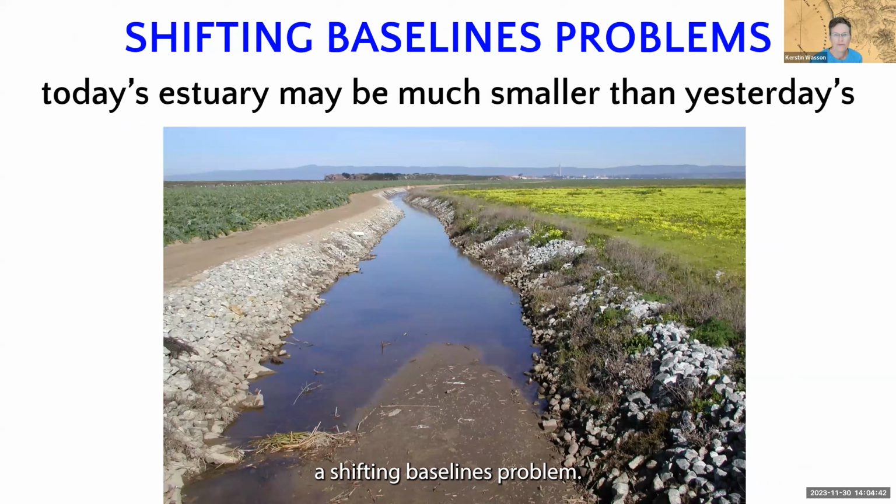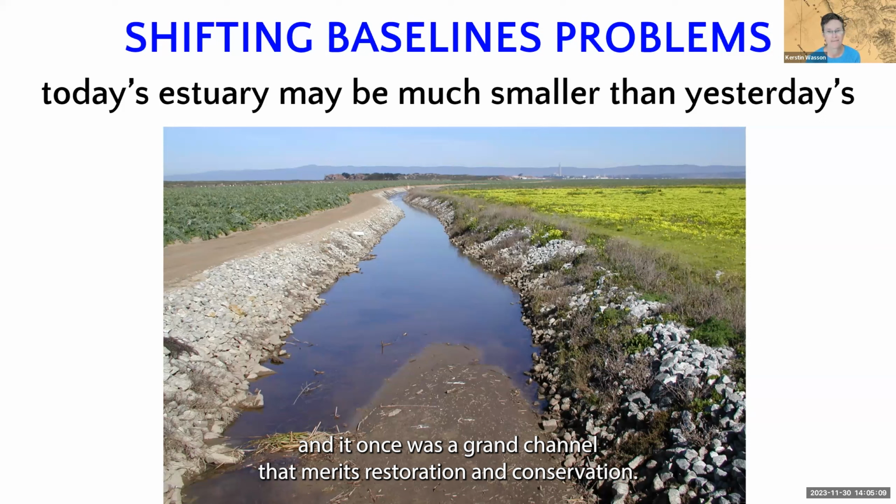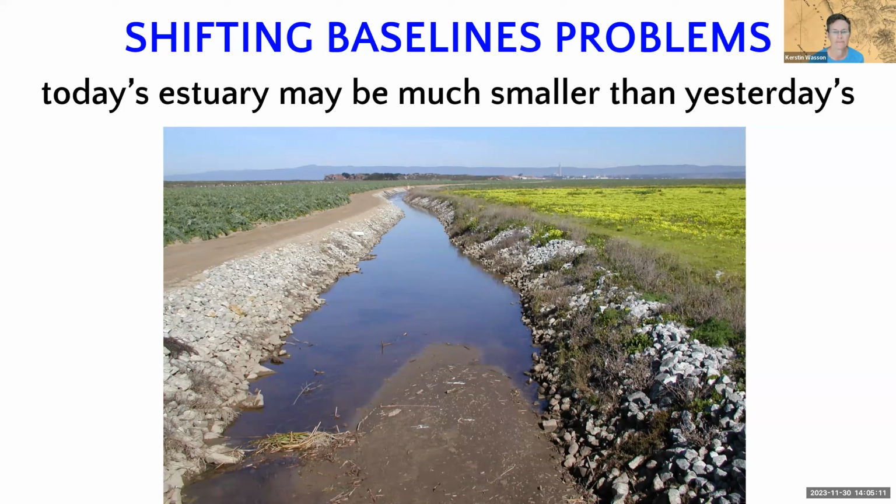There can also be a shifting baselines problem. This is from Elkhorn Slough, NERR, the estuary where I work, and looks like an agricultural ditch that you might not prioritize for restoration, but historical detective work reveals this to be the river that feeds our estuary. This is the Salinas River channel as it flows into Elkhorn Slough, and it once was a grand channel that merits restoration and conservation.